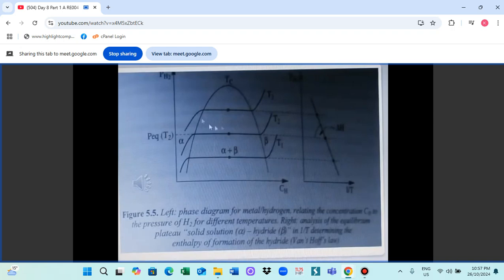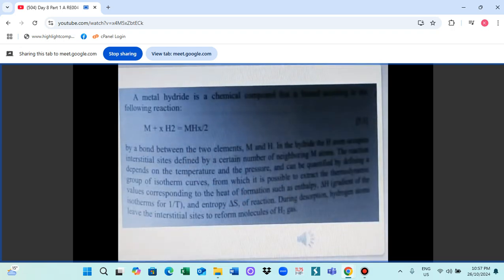And this is the metal hydride for hydrogen storage. In the phase change diagram, you can see that the state of hydrogen changes with temperature. So this is a metal hydride chemical compound. If you are using a metal hydride chemical compound, this equation is utilized for the chemical reaction of the hydrogen compounds.